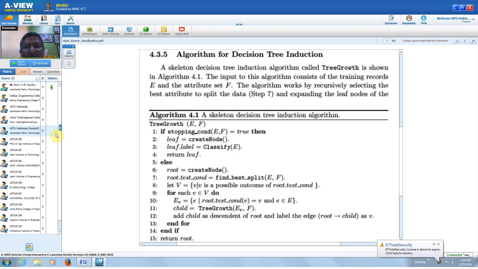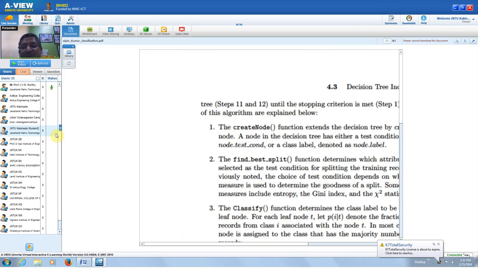You have to create leaf is equal to create node. What is meant by leaf is equal to create node? The create node function will be executed. What kind of node will be created? It will be the leaf node. You create the node and label it as leaf. And leaf dot label, what should be the label for that leaf? It should be classify(E). What does this classify do? It will find out the class value of all the elements of E, or the majority of the elements of E.